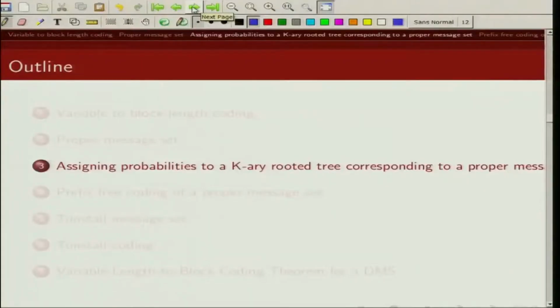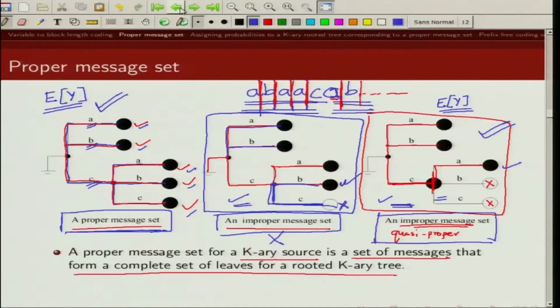So now we first are going to show you how to assign probabilities to a k-ary rooted tree corresponding to a proper message set. So how do we assign probabilities to a k-ary rooted tree? You have seen in the previous slide, we have represented this proper message set using a k-ary rooted tree. Now how do we assign probabilities to these leaves? That's what we are going to talk about next.